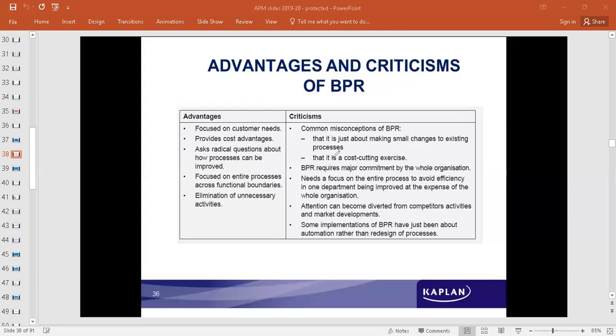So that's about asking radical questions, how changes can be brought about. Then it says it is focused on the entire process across functional boundaries. So the entire work is considering entire processes across the functional boundaries. But one important thing is it may not be feasible to implement BPR across the organization in one go. So generally it is taken up phase by phase, the changes are brought about.